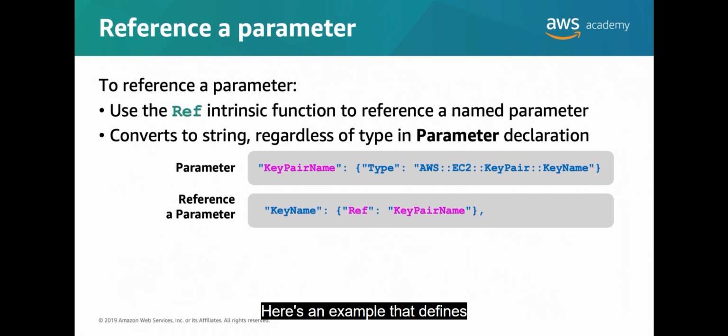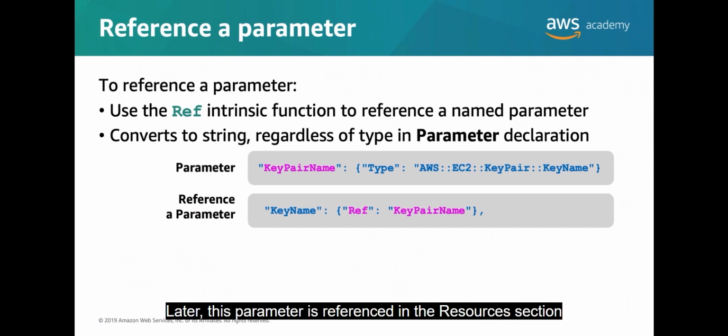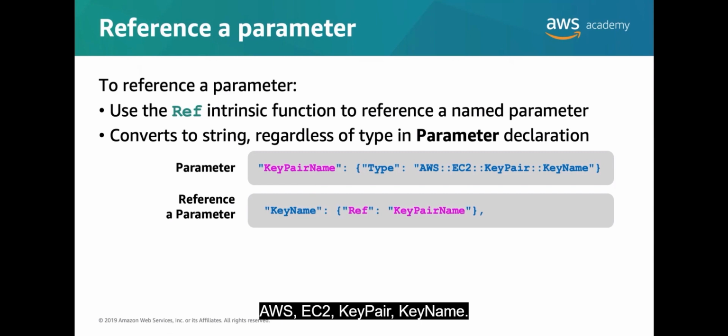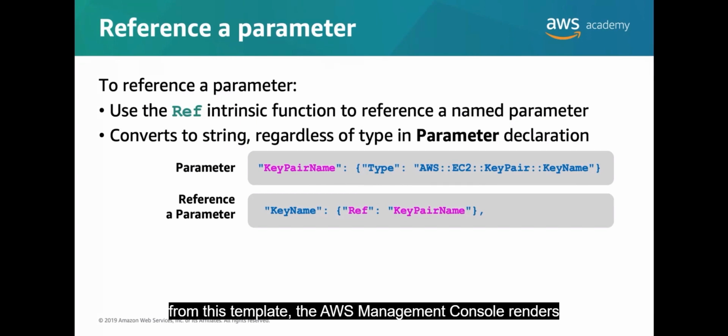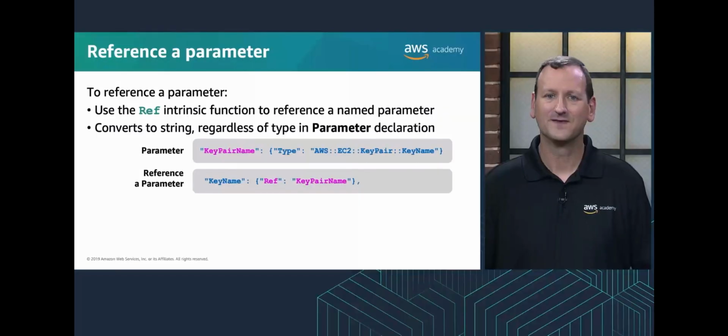Here's an example that defines a parameter named keyPairName. Later, this parameter is referenced in the resources section of the AWS CloudFormation template. In this case, the data type of the parameter is AWS::EC2::KeyPair::KeyName. When you decide you want to create a stack from this template, the AWS Management Console renders a drop-down list with all the key pairs in the account. You must select a key pair from this list before you create the stack.